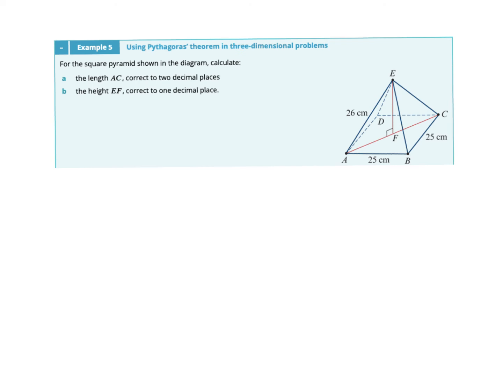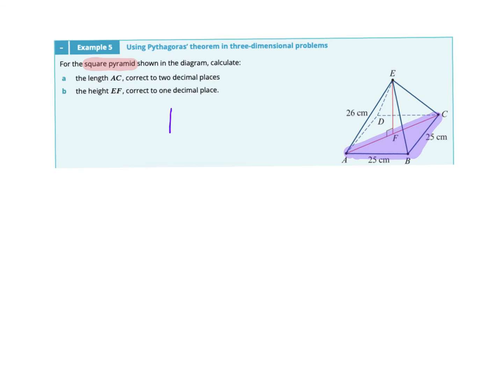Okay, so the next one, we've got a pyramid shape, and they will say, when they write in the question, a square-based pyramid. So this is only when there's a square on the bottom, which we can see. Okay, so first of all, they're asking me to find the length AC. It's the length across the bottom, so I'm going to use this bottom triangle here. That's the actual right angle triangle.